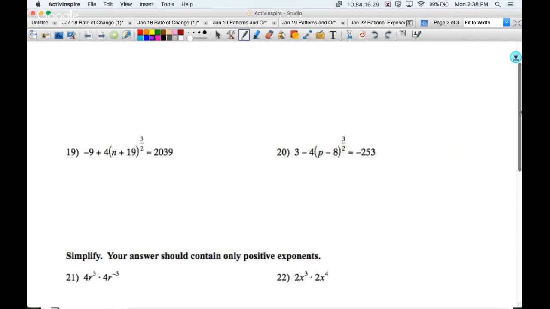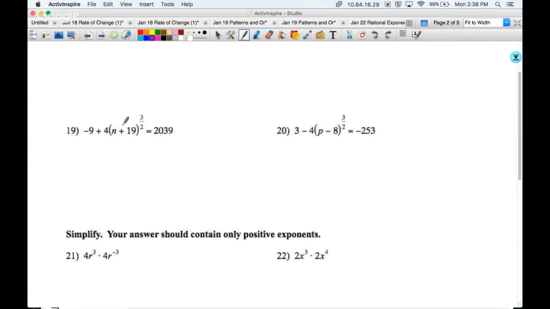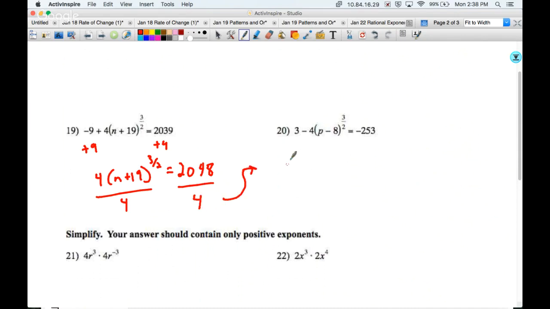Looking for a difficult one. Number 19, I guess looks kind of challenging. I want to add 9 to both sides. And you get 4 to the n plus 19 to the 3 halves equals, what is that, 2048. Divide both sides by 4. We get n plus 19 to the 3 halves equals 2048 divided by 4 equals 512.